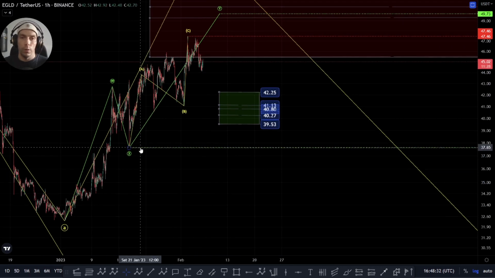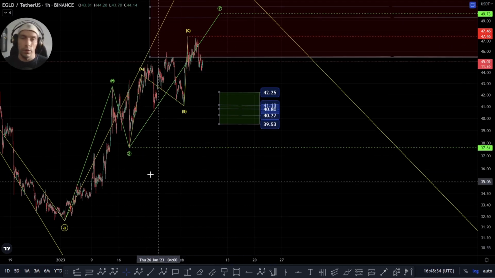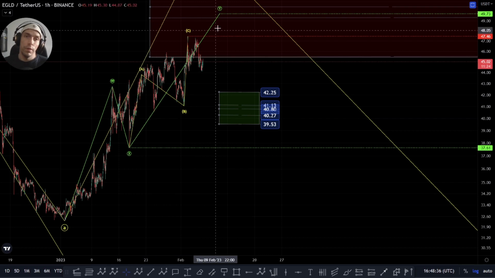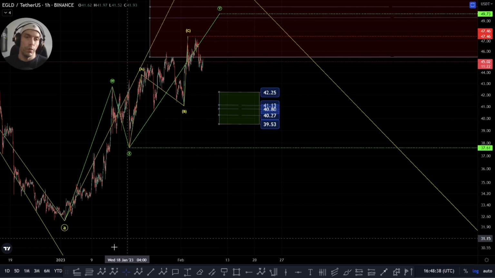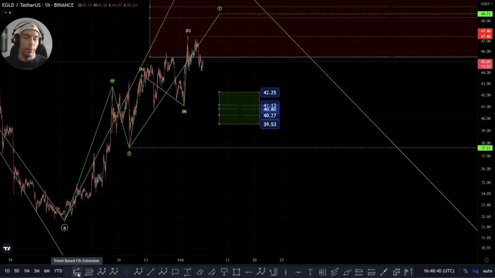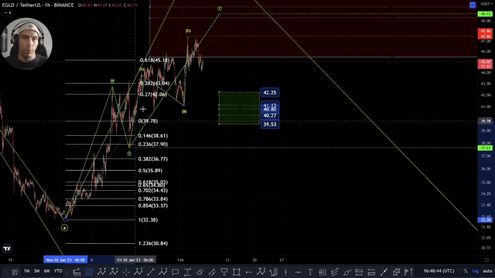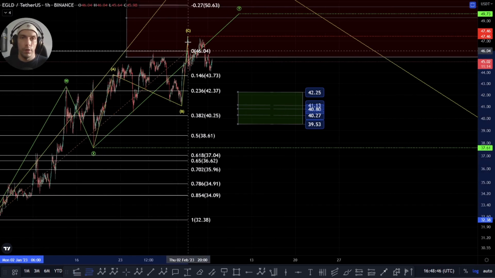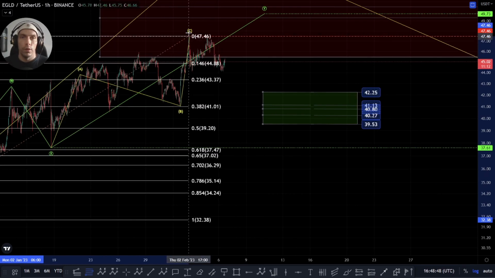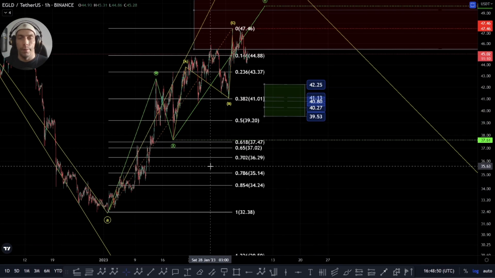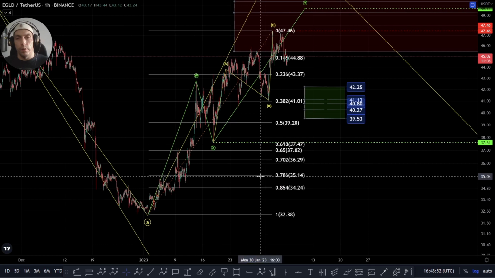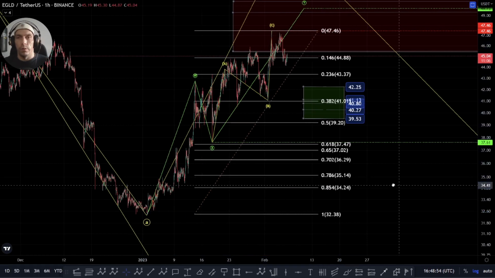If we fail to hold this 3761 area, this would invalidate counting this additional move as a Y wave here, unless it's a flat. And then potentially we would be looking for a deeper move down here and potentially to look for support. So it depends how we want to count this. But basically, the support zone of this entire move is the same here.